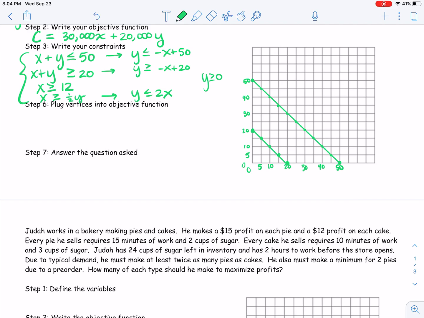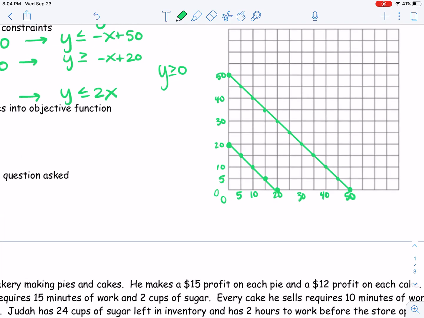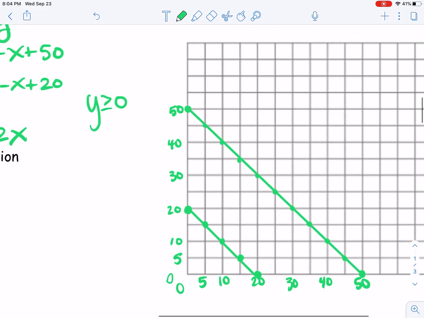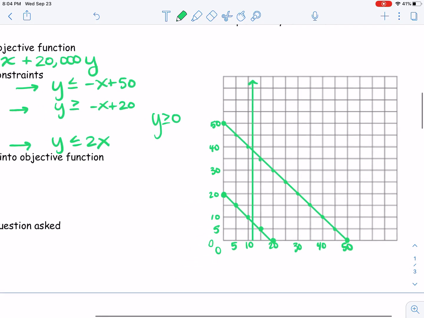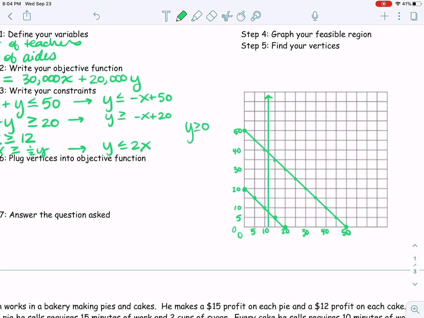Then I'm going to graph x is greater than or equal to 12. Well, that's a vertical line. Now, because I counted by fives, I'm going to have to estimate here. It's about right here. There we go. And then it said x is greater than or equal to that, so I'm shading to the left. So as of right now, my shading is here.